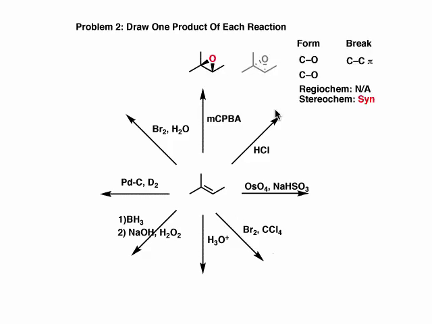And also, pay attention to the bonds that are forming and breaking in this reaction. We're, of course, forming 2 new carbon-oxygen bonds. We're breaking a carbon-carbon pi bond. The regiochemistry of this reaction is actually not applicable because oxygen, the same atom, is adding to both carbons of the alkene. So there's not really a regiochemistry issue here.